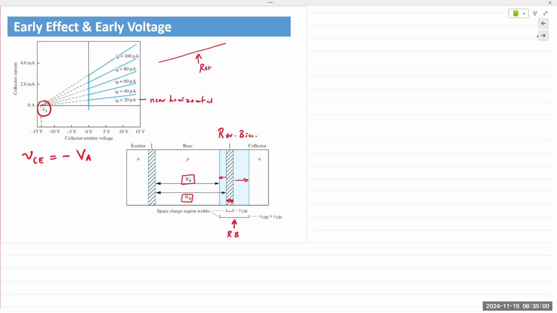So it's a result of higher current because of the smaller base.